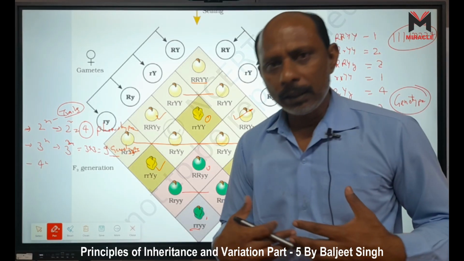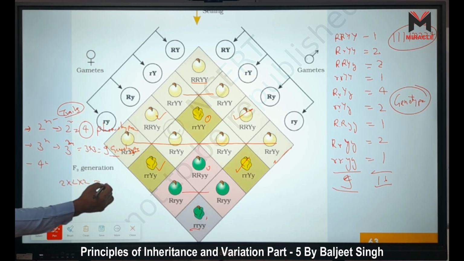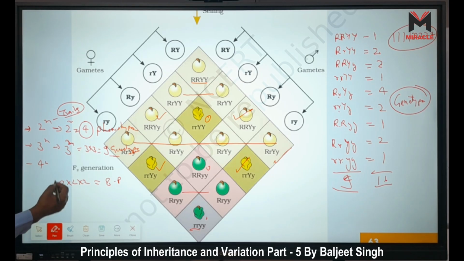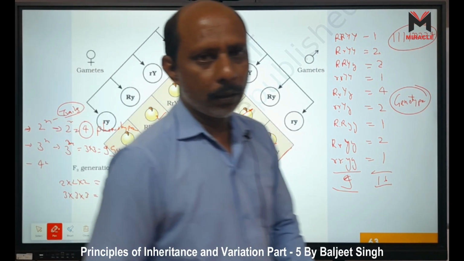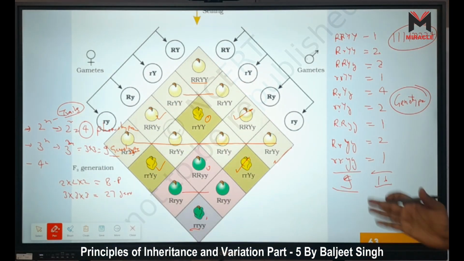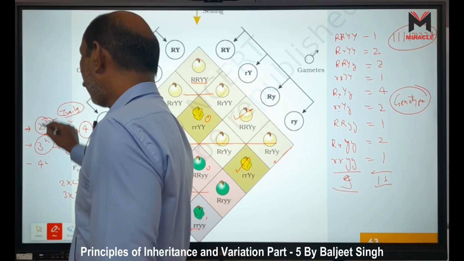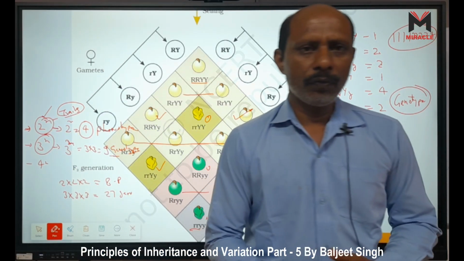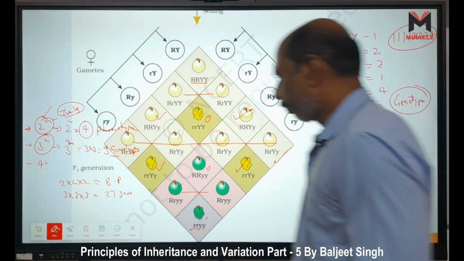Suppose it is trimerous. Then what do you understand? Tri is 2 multiplied by 2 multiplied by 2, so 8 phenotypes are there. And if it is the number of genotypes, simply we have to write 3 into 3 into 3, which means 27 genotypes, right? Do you understand this one? So through 2^n and 3^n we can get the phenotype or genotype of a given hybrid cross. Do you understand? Okay.